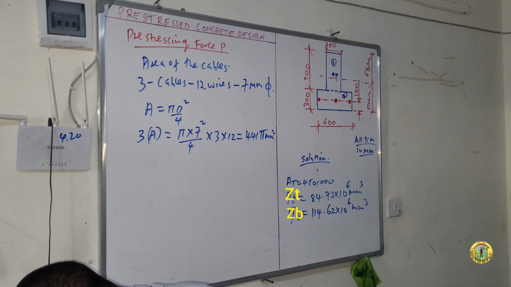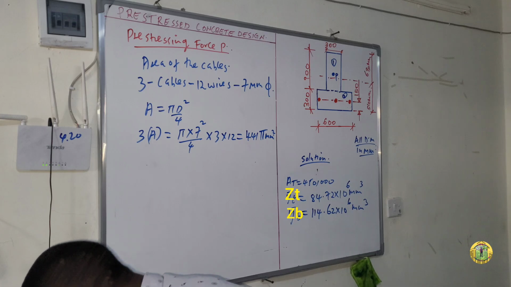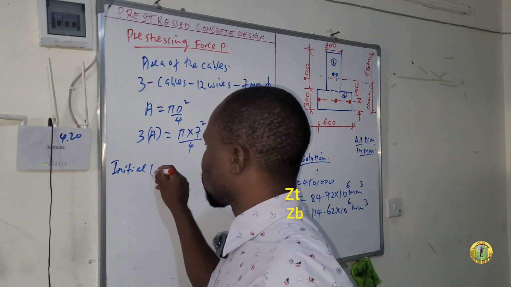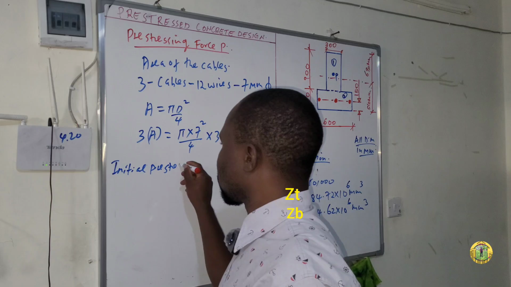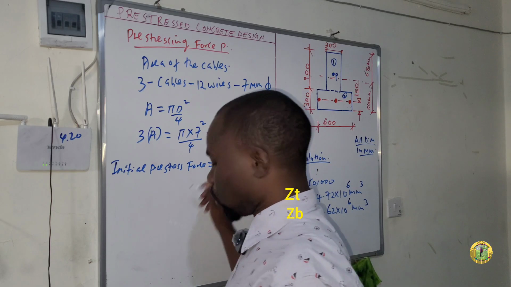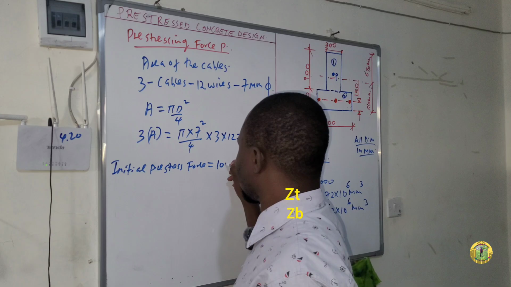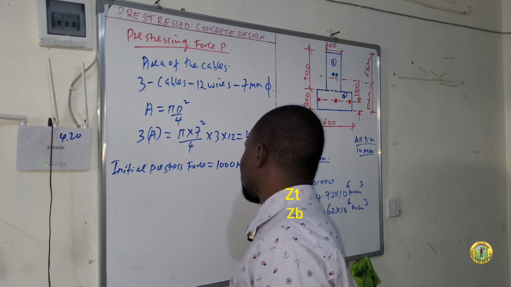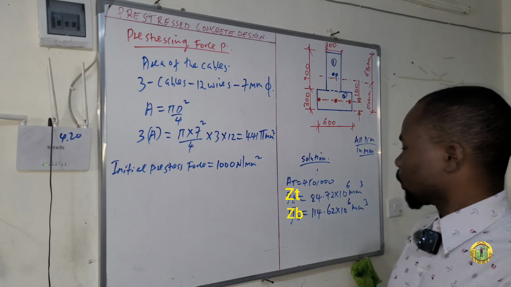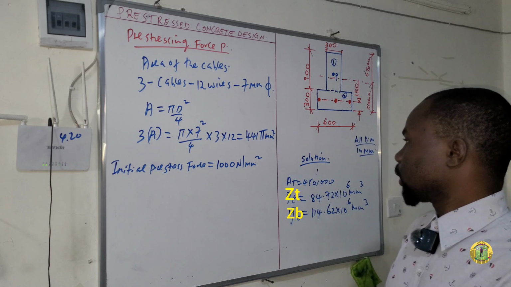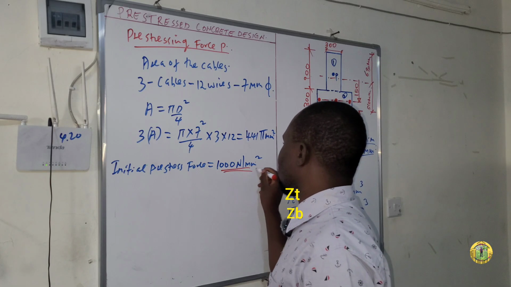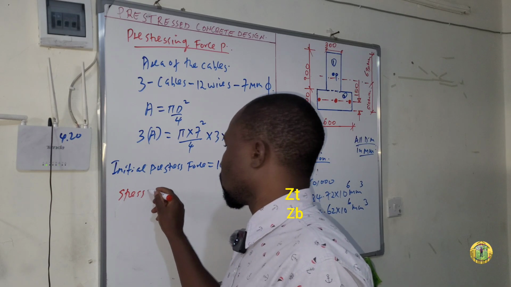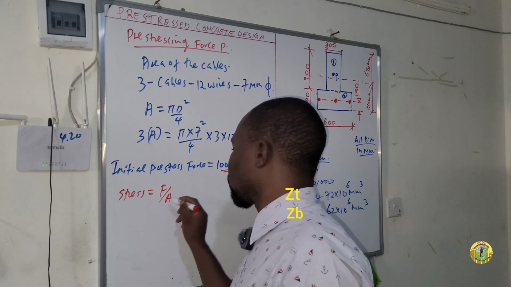So after calculating the area, we have also been given the prestressing force in the question. Let me check it for you. So the initial prestress force is equal to 1,000 Newton per millimeter square. So now this is the stress. This is the stress. And you know that stress is equal to force over area.